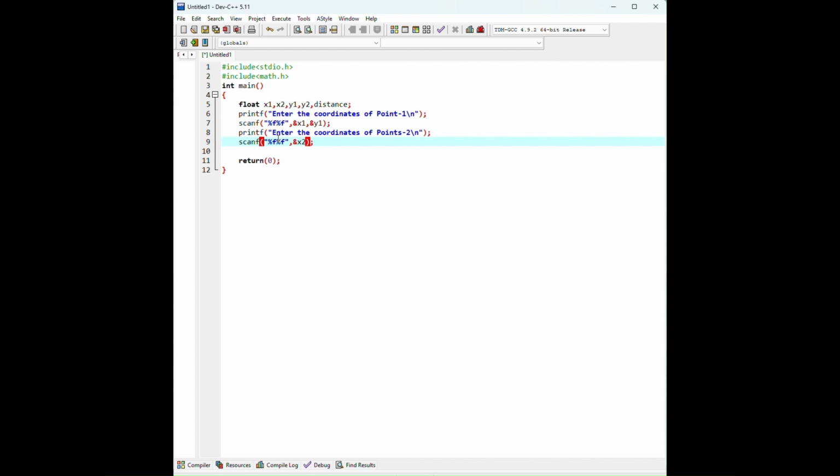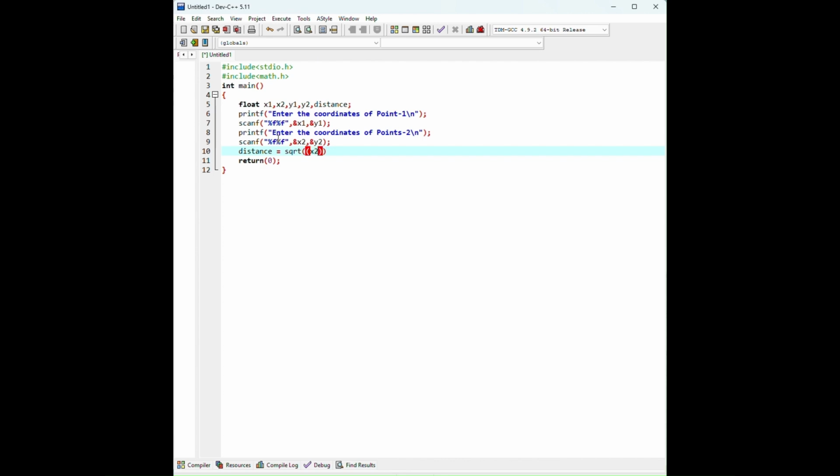Then how to calculate the distance? So distance is calculated as d is equal to square root. So the function used to calculate the square root is sqrt. So that's declared in the math.h header file. So that's why we have included math.h.